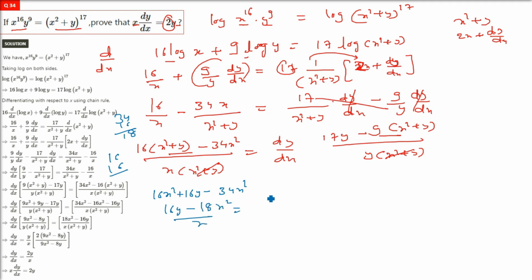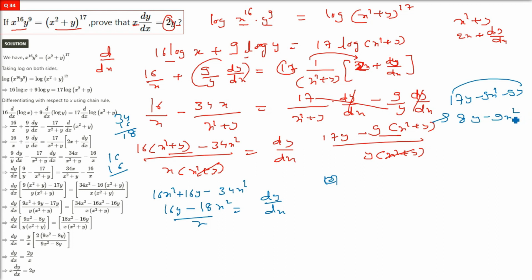On the right it is dy by dx. 17y minus 9x square minus 9y. So let us do it here only. 17y minus 9x square minus 9y. 17 minus 9y is going to be, so it will be 8y. And 8y minus 9x square.